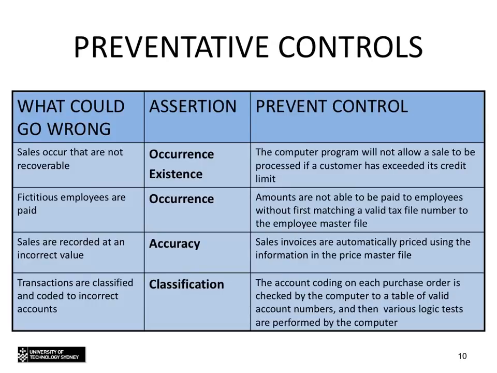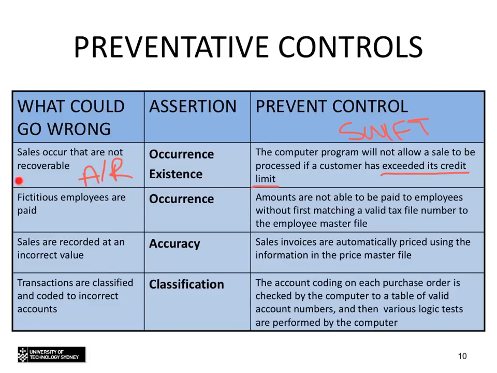So let's look at some examples. What if I want to make sure that sales are, what could go wrong is that sales could be not recoverable, which is the accounts receivable there. Let me just write that down. All right, so that's, I can't collect my accounts receivable. So let's have a computer program that checks whether they've exceeded credit limits, like the SWIFT system does within Cloud9.